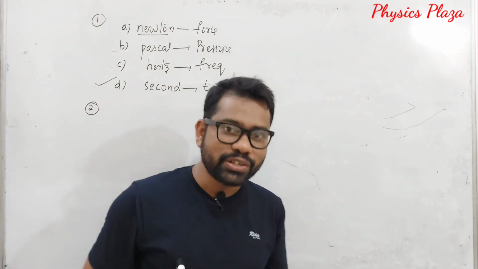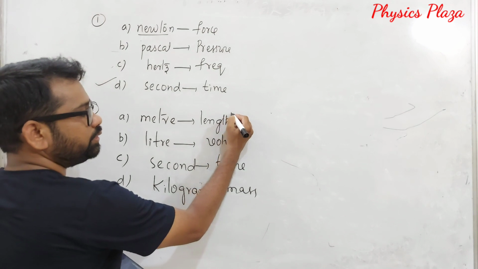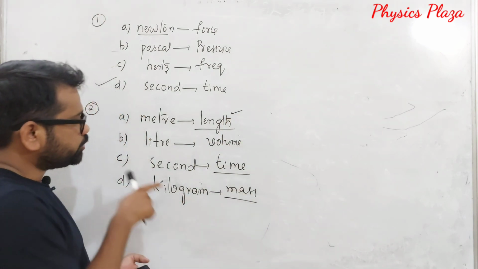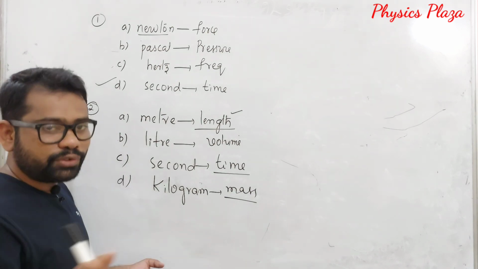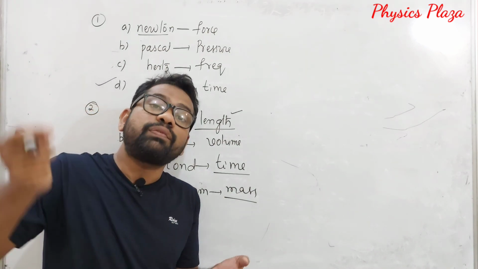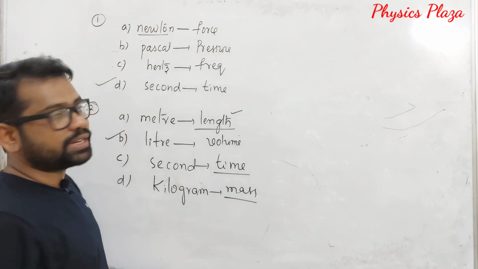Not a fundamental unit, children. So option A is quantity. Here length, time, mass, these are 3 fundamental quantities. So obviously these 3 are fundamental units only. In this they are asking us to find out which of the following is not a fundamental unit. So option B is right.